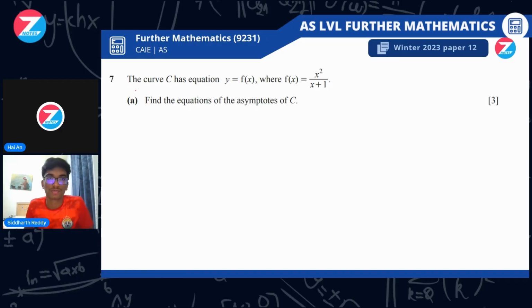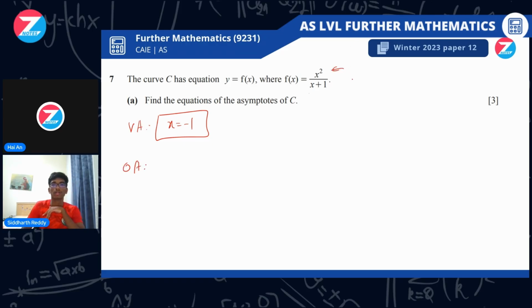So this is the seventh question. The curve C has equation y is equal to f of x, where f of x is equal to x squared by x plus 1. Find the equations of the asymptotes of C. So the first one is obvious, it's the vertical asymptote at x is equal to minus 1, in which case the denominator is equal to 0, so there will be an asymptote there. There will also be an oblique asymptote, because the degree of the numerator is 1 greater than the degree of the denominator. So to find the oblique asymptote, we have to do long division.